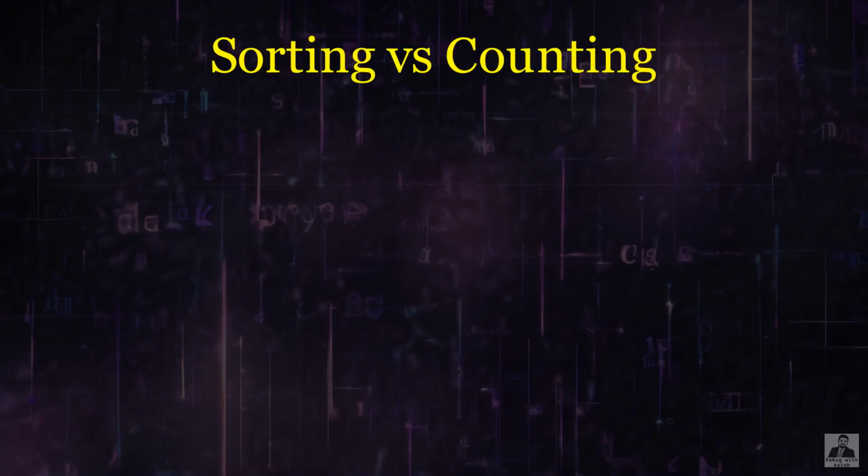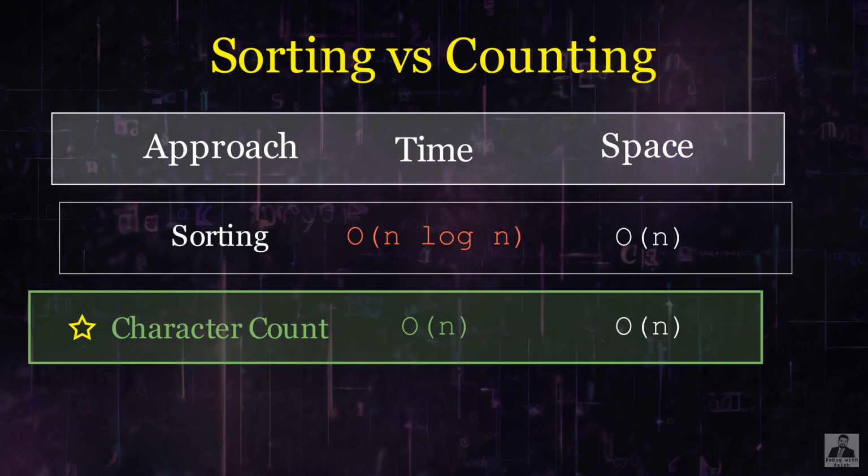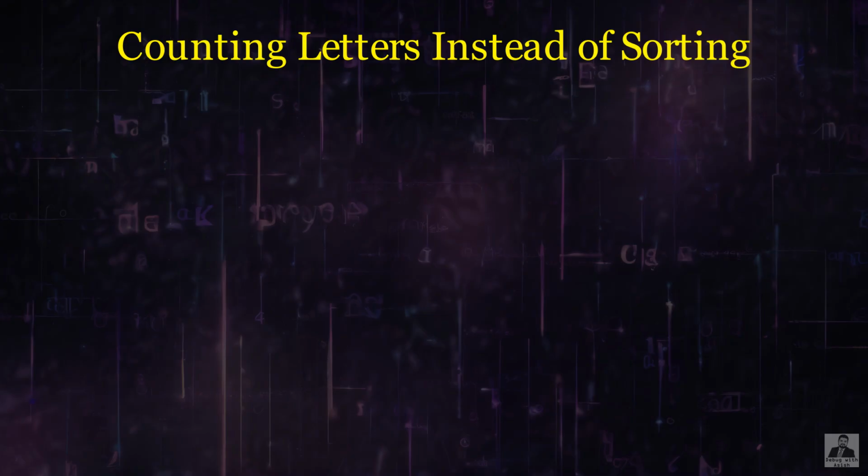Sorting costs n log n time, because comparison-based sorting can never go faster than that. But we do not actually need the letters in order. We only need their counts. Counting each letter as we scan through both strings brings us down to linear time for roughly the same memory cost. Instead of rearranging letters, we count them.